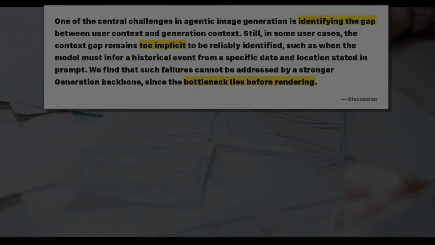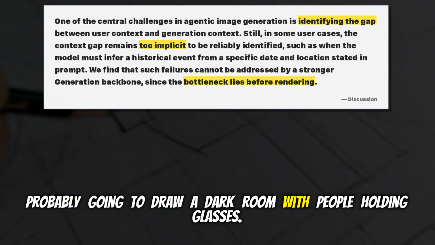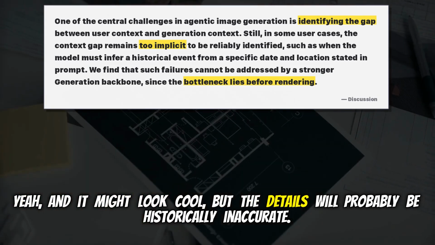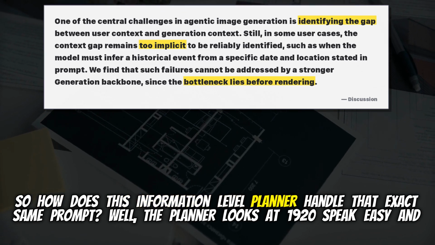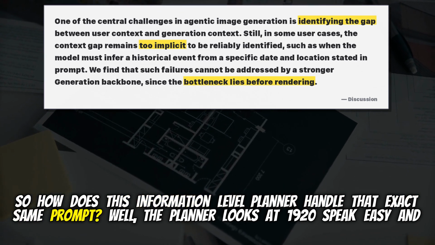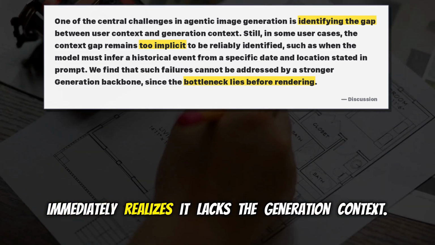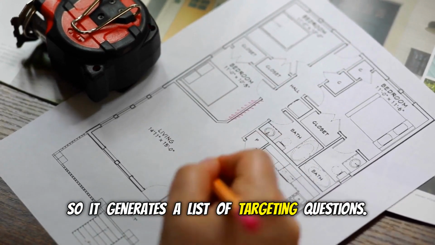So let's test that. If I go into a standard model right now and type generate an image of a bustling 1920s speakeasy, it's probably going to draw a dark room with people holding glasses. Yeah, and it might look cool, but the details will probably be historically inaccurate. So how does this information-level planner handle that exact same prompt? Well, the planner looks at 1920s speakeasy and immediately realizes it lacks the generation context. So it generates a list of targeted questions.